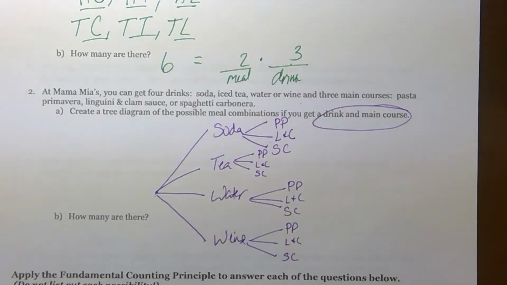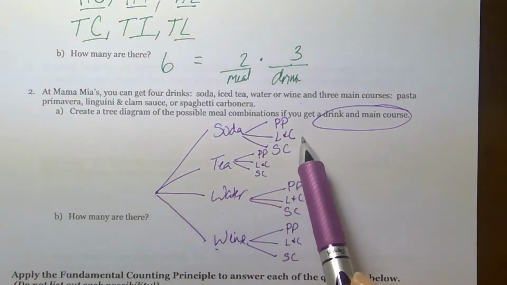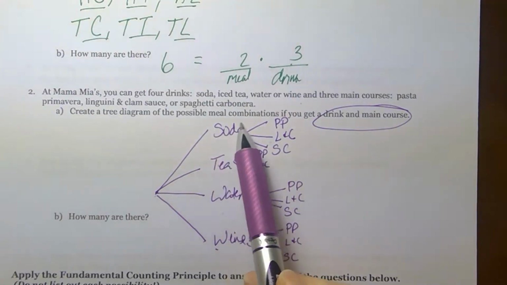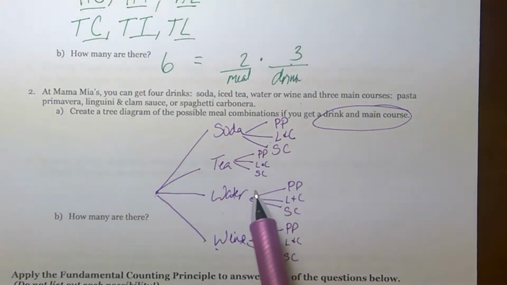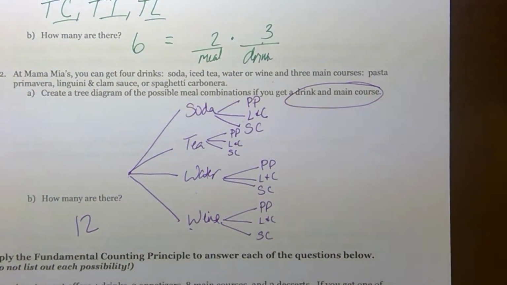There's my tree diagram. How many different branches does my tree diagram have? Well, it has 4 main branches, and then each of those main branches has 3 little branches off. So that's 1, 2, 3, 4, 5, 6, 7, 8, 9, 10, 11, 12. 12 possibilities. There are 12 different meal options if I get both a drink and a main course.